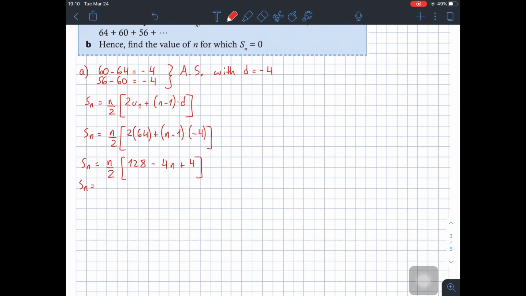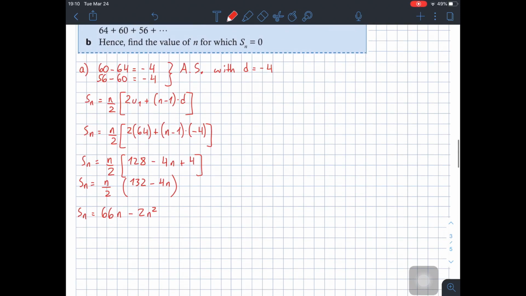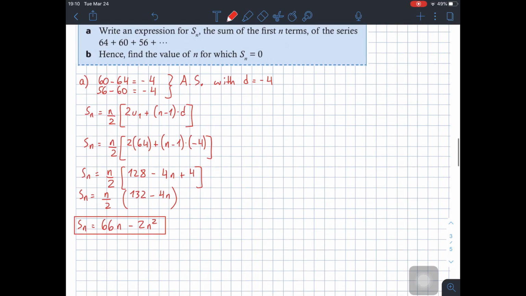If we keep on doing this, this would be n divided by 2 times 132 minus 4n. Finally, S of n equals, if we do the distributive, 132 divided by 2, 66n minus 2n squared. So this is the general formula to find the sum of the first n terms of this particular arithmetic sequence.